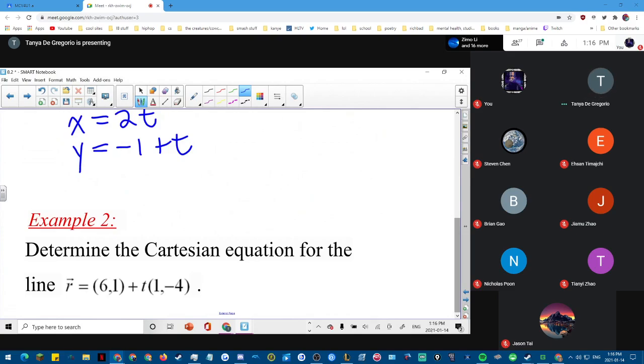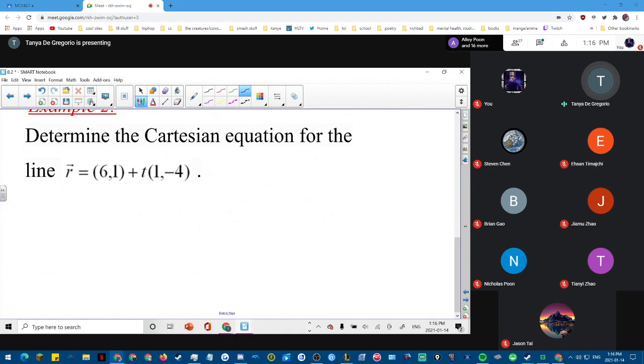Example 2. Determine the Cartesian equation for this vector equation. So what are they asking for? Cartesian equation, what am I looking for? Standard form. So you want ax plus by plus c equals 0. That's what we're looking for. Tell me what to do. Find the slope. Yep.